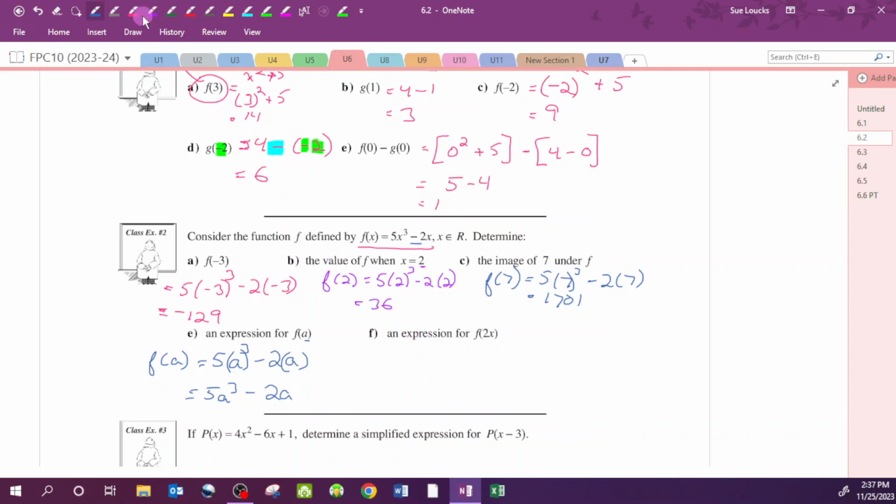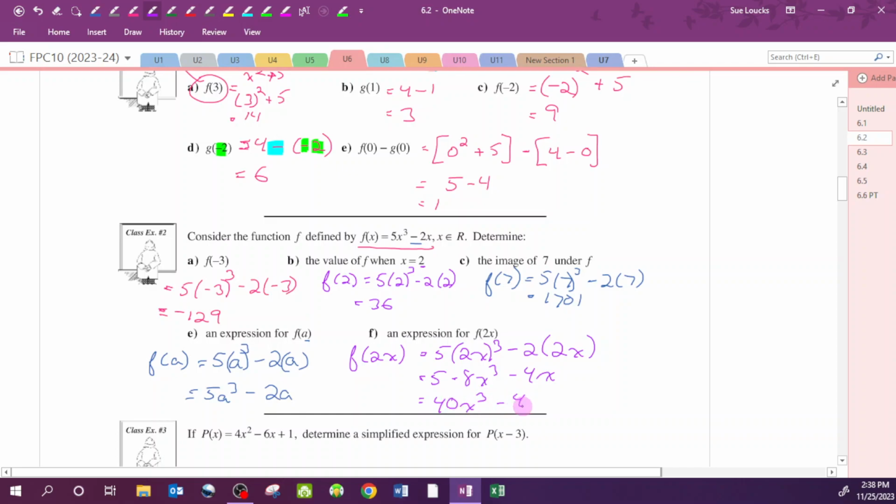And then in this one, again, it's the same thing. Find an expression for f of 2x. So now we're taking the x up in our function and replacing it with 2x. So it's going to be f of 2x equals 5. Instead of x, I'm going to write 2x, and I'm going to cube that. And then I'm going to subtract 2 times 2x. Okay? And then I need to simplify this. So this is going to be 5 times, and if I cube this, I get 8x cubed, and then minus 4x. And then if I simplify that, I get 40x cubed minus 4x.